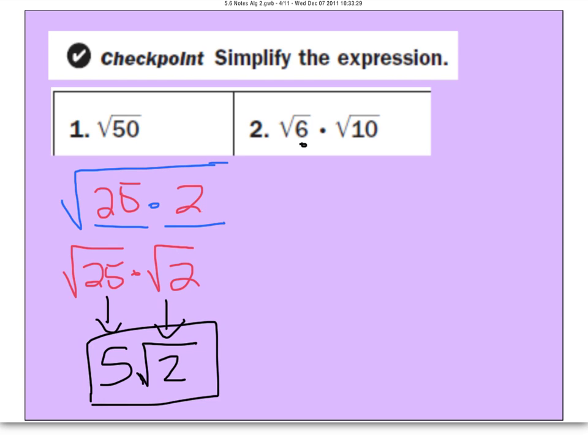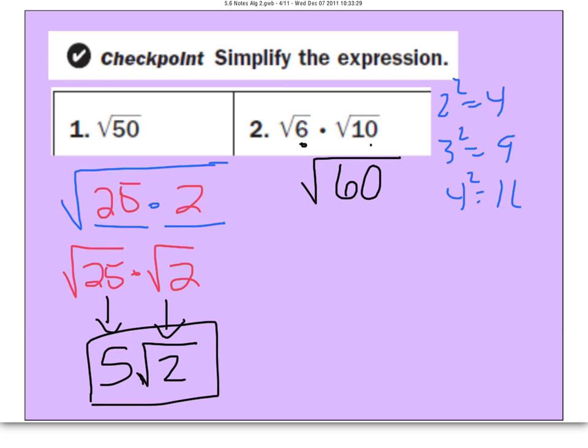Now, the square root of 6 is not a nice number, nor is the square root of 10. So they're being multiplied, so I'm going to crunch it together and make it the square root of 60. Now, I want to think of multiples that are nice perfect squares that might work with 60, so I'm going to jot some down. I know 2 squared is 4, 3 squared is 9, 4 squared is 16, 5 squared is 25. And I'm wondering if any of these numbers, if I multiply it by something else, will get me 60. And I think I got it.